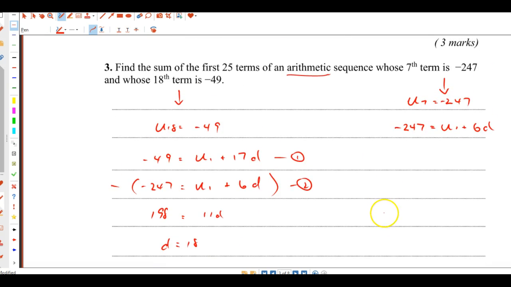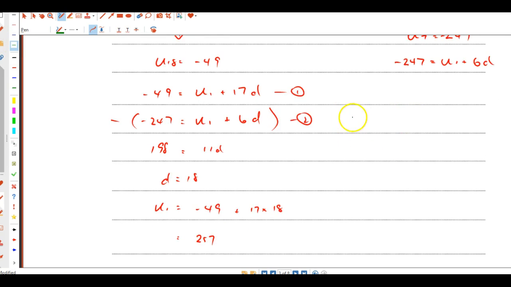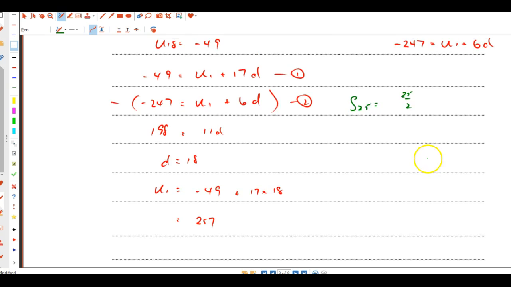257. So now we can find the sum of the first 25 terms. I'll change my color pen here. So S25 will equal 25 over 2, that's n over 2, times twice the first term, which is 514, plus n minus 1, 24, times the common difference, which is 18. So we work that out using our calculator.